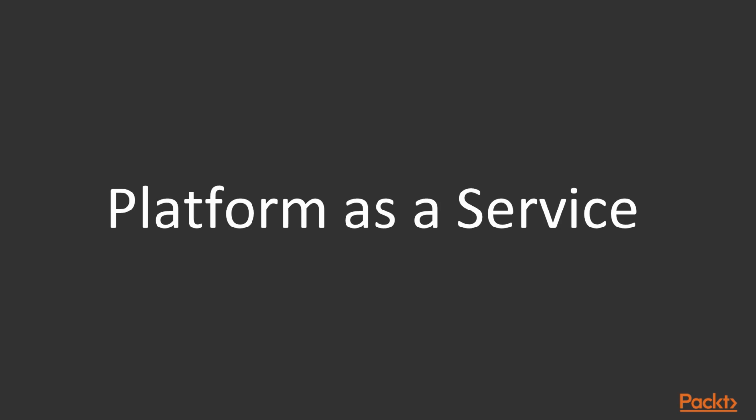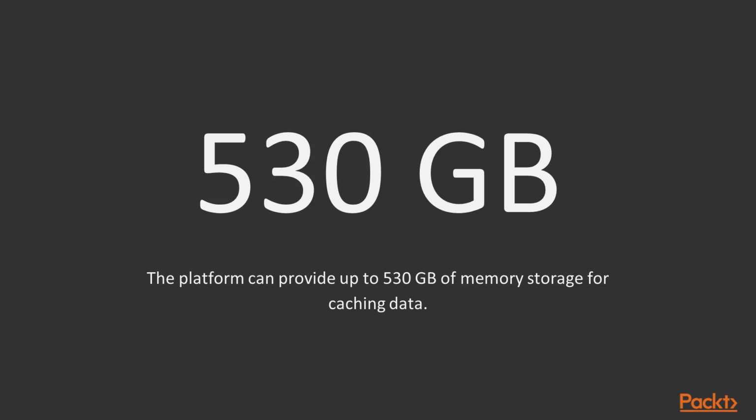The most important feature of the Azure Redis Cache service is that you can utilize up to 530 gigabytes of memory storage for caching the data, which on premises is either not possible, or at least will cost you a lot if you have to set up a complete Redis solution on premises.